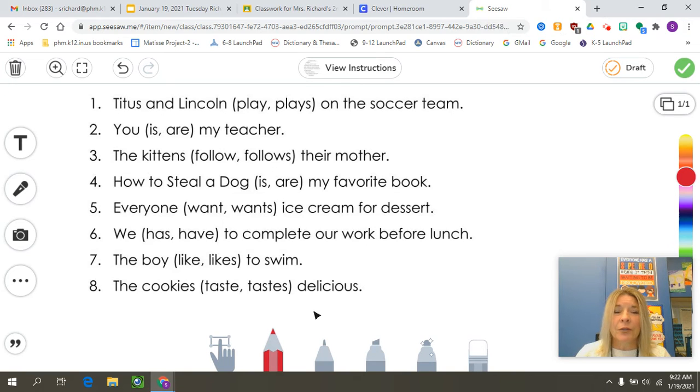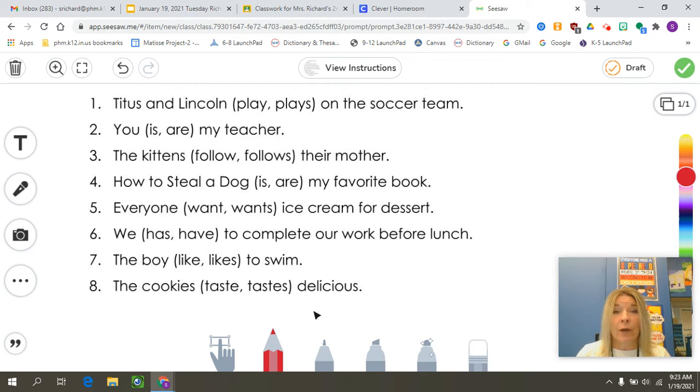Hello, second graders. Today we are going to talk about verbs. And remember, verbs show action. There's something that you can do. We need them in a sentence to make it a complete sentence. And now we're going to talk about how the verb has to agree with the noun or the subject.